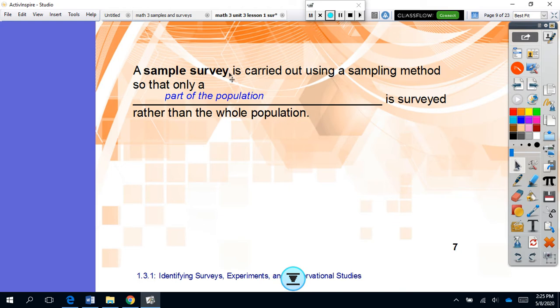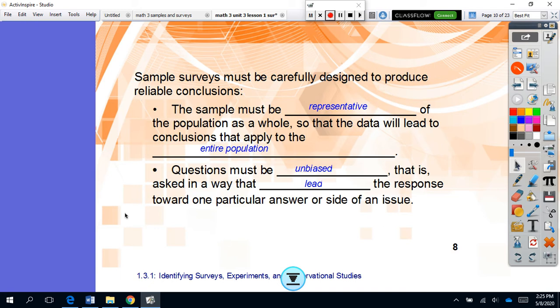So a sample survey is carried out using a sampling method, so only part of the population. A sample is a part of the population, and we survey a sample instead of the whole population, and usually that's what's done in almost all statistical studies. Sample surveys must be carefully designed because if you want to know something about a population, then your sample must represent the population. So if I wanted to know about everyone in Rocky River High School, I would not only ask freshman homeroom classes. I would probably ask a couple freshman homeroom classes, a couple sophomore, a couple junior, a couple senior, or some way of dividing kids up.